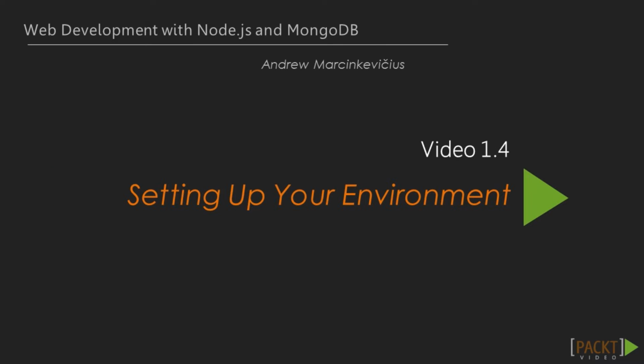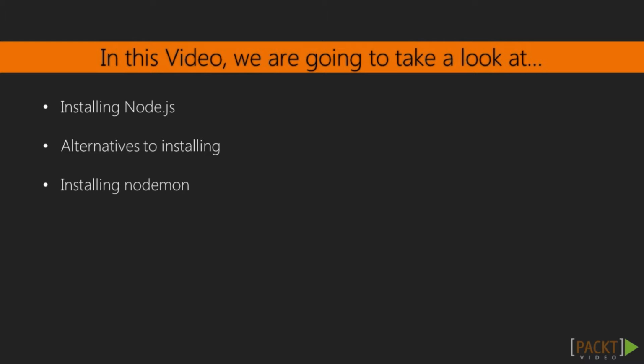Hello, and welcome to the Setting Up Your Environment video. In the previous video, we looked at how Node.js executes the code and how useful it can be for writing CLI scripts. In this video, we're going to learn how to install Node.js on your development machine and other ways we could have completed this task. We will install a NodeMon utility to automate the restarting of applications after the code changes.